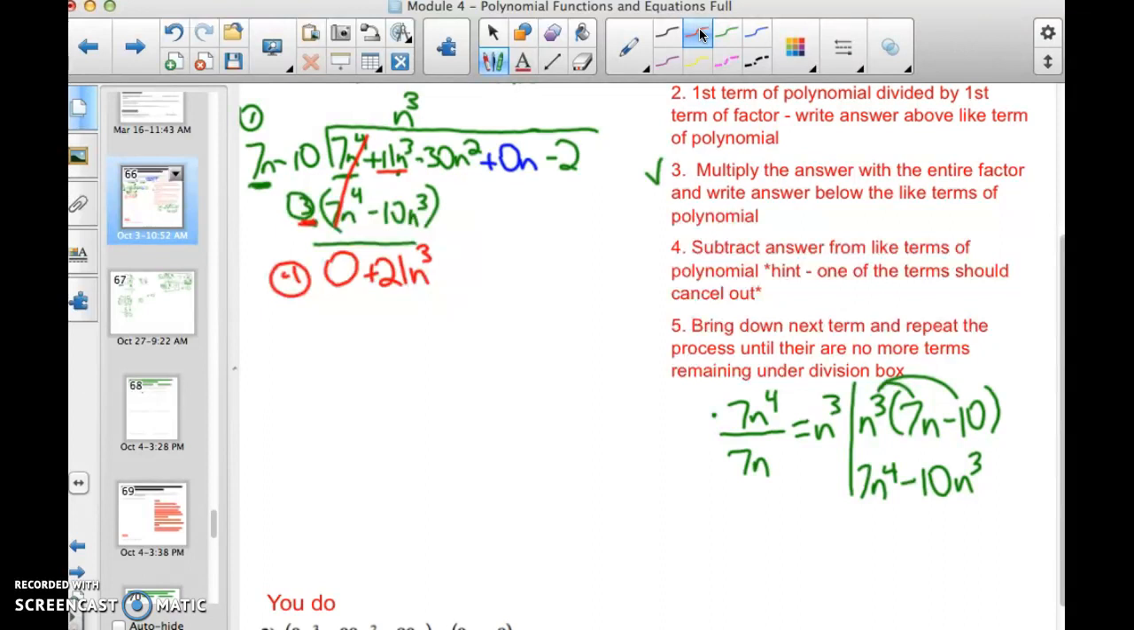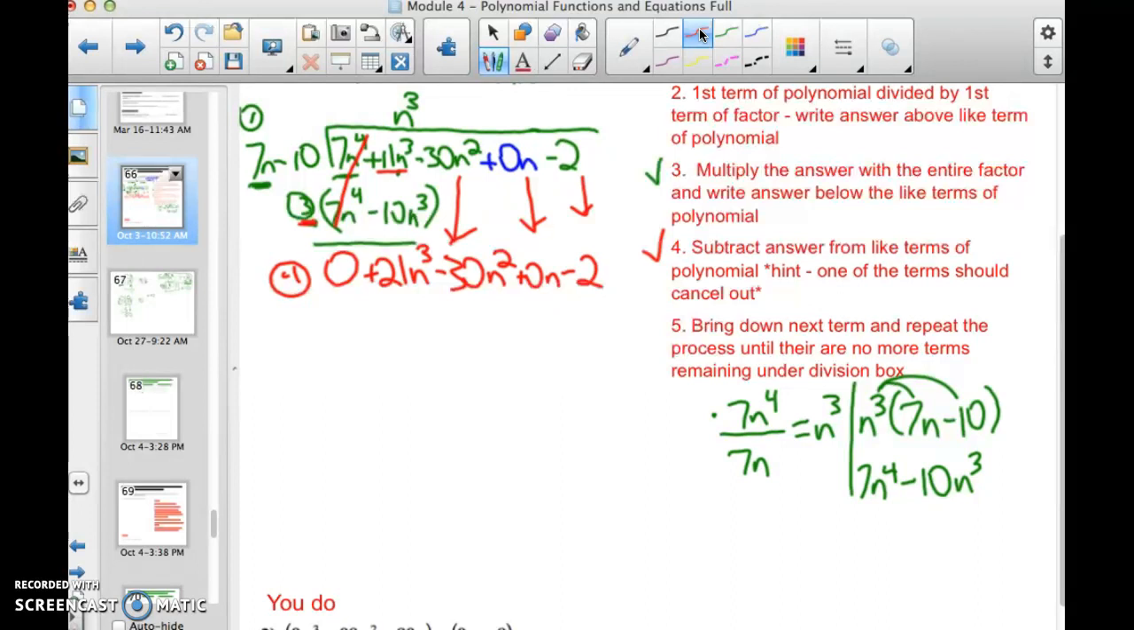I subtract answers and I canceled something out. I got a 0 for 1. That means I'm on the right track, all right, because now I'm getting rid of pieces and my answer is going to be a smaller polynomial. Step 5 then says bring down the next term and repeat the process until there are no more terms remaining under the division box. So now it's just rinse and repeat. I'm going to drop down the next one, negative 30n squared. And then I can drop down the other ones as well, plus 0n and then minus 2. But they won't come into play till later, all right? But it might be helpful to actually drop down every piece after this.